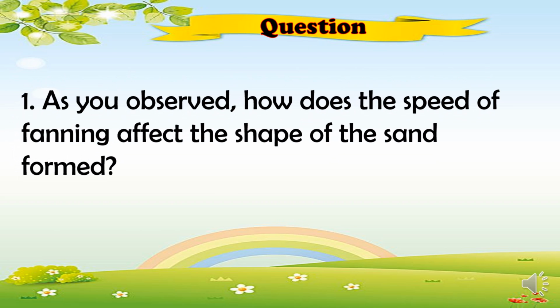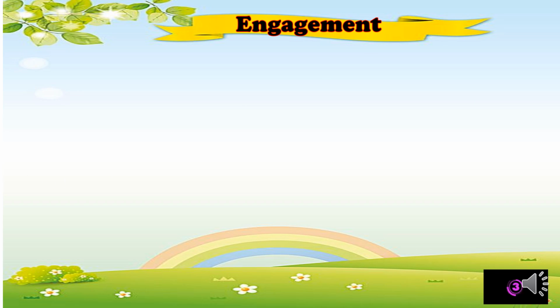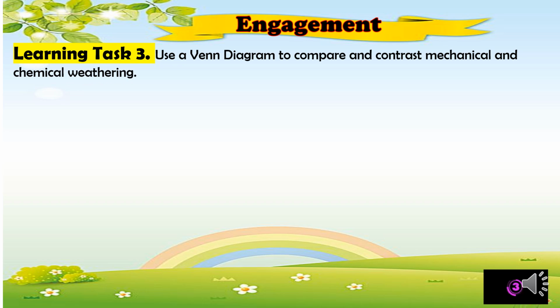Then, you will answer the number 1 question. As you observed, how does the speed of the fanning affect the shape of the sand formed? For the engagement, learning task 3, use a Venn diagram to compare and contrast mechanical and chemical weathering.